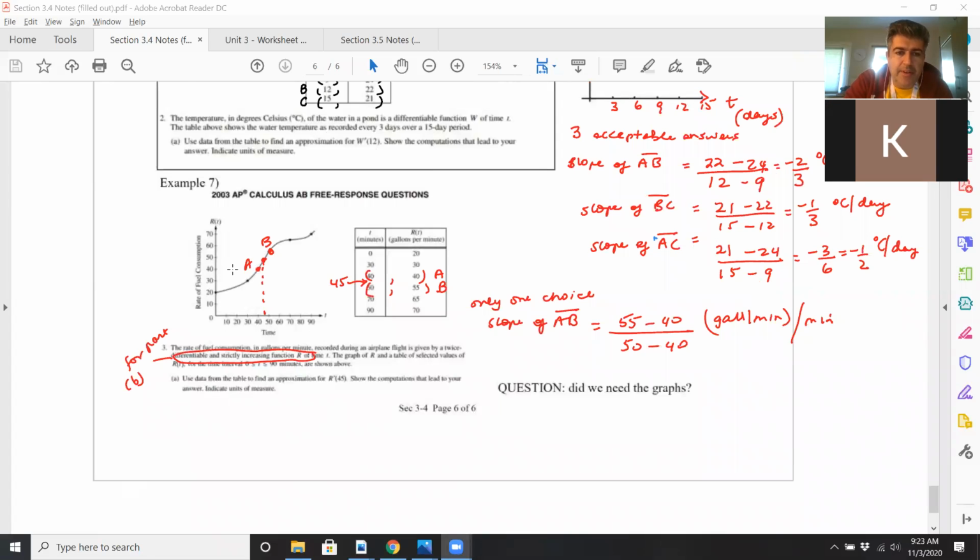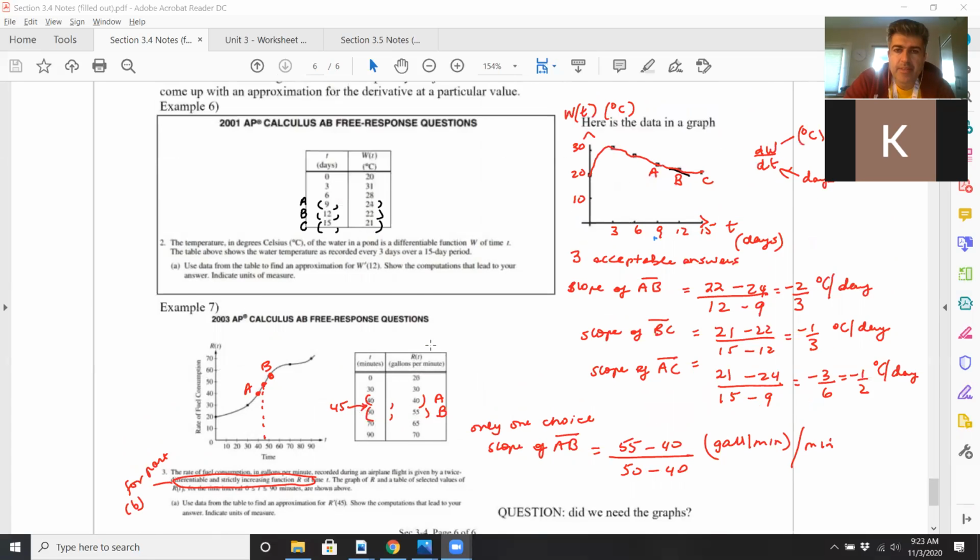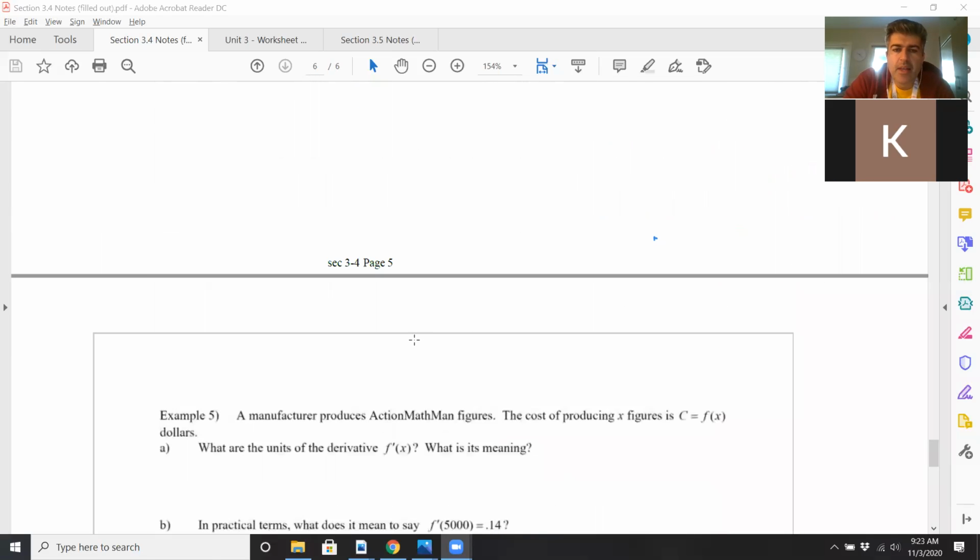And likewise over here, now here they want the derivative of 45. Now in this case, they're looking at gallons per minute versus minutes. So your units are going to be gallons per minute squared. So it's almost like an acceleration volume, if that makes sense. Now in this case, you're not given 45 in the table, but 40 and 50 are above and below, and they're symmetric, right? Because 45 is halfway between 40 and 50. So you can do the secant line for 40 and 50, and you're good. That's all you're doing for those problems.